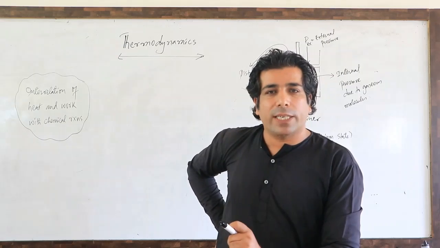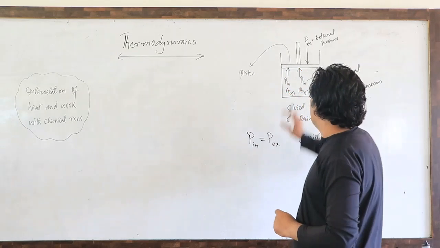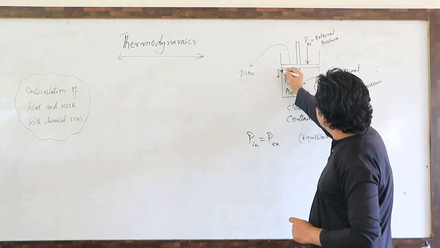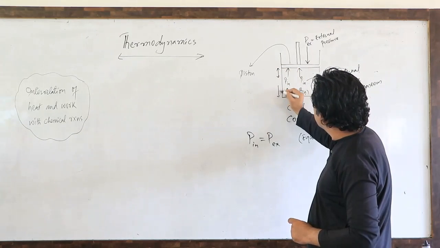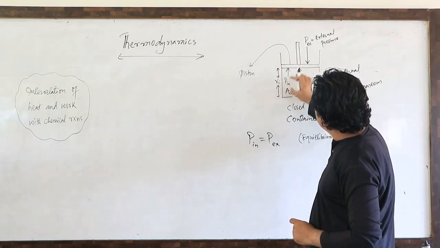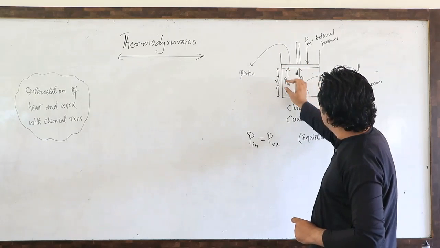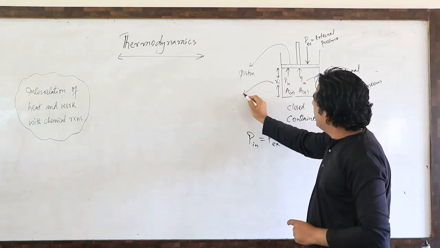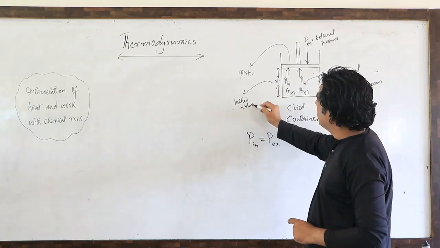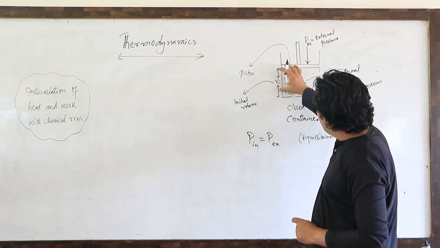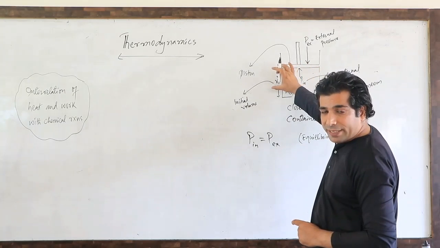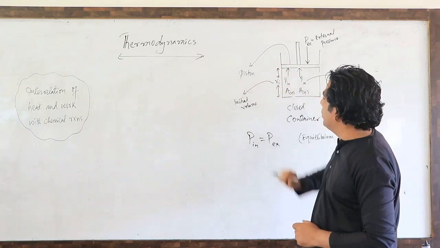I hope you are understanding, my dear friends. Let us suppose this is the volume of the system from here to here. Let us call it VI. Right from here to here, let's suppose this entire thing is the volume. This is VI. We call it the initial volume of the system. Don't take this as a volume. I am talking about whatever is present inside. Let us call it VI, that is the initial volume of the system.